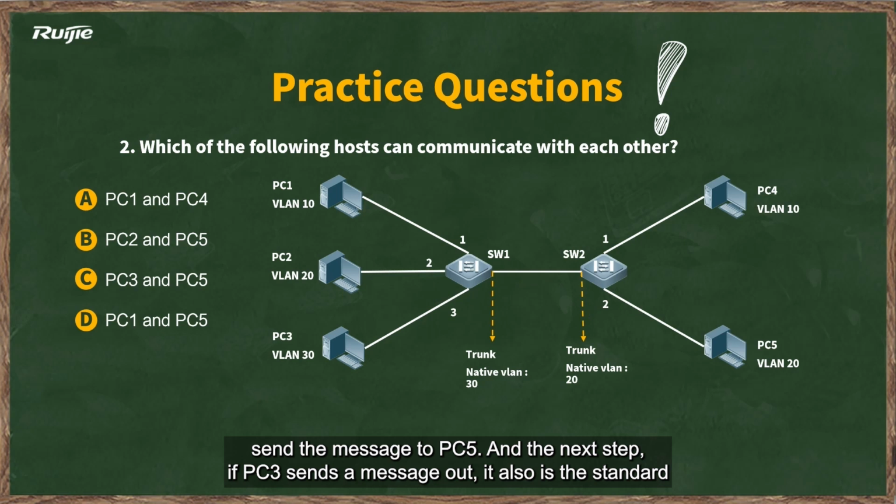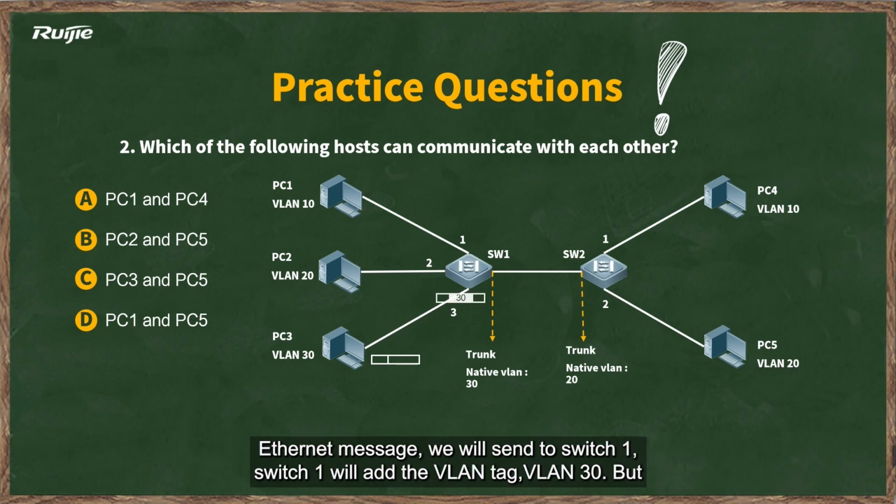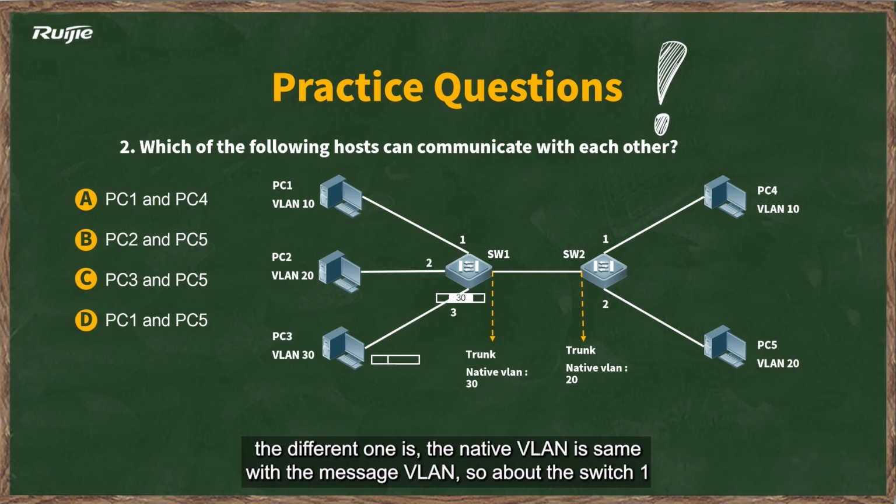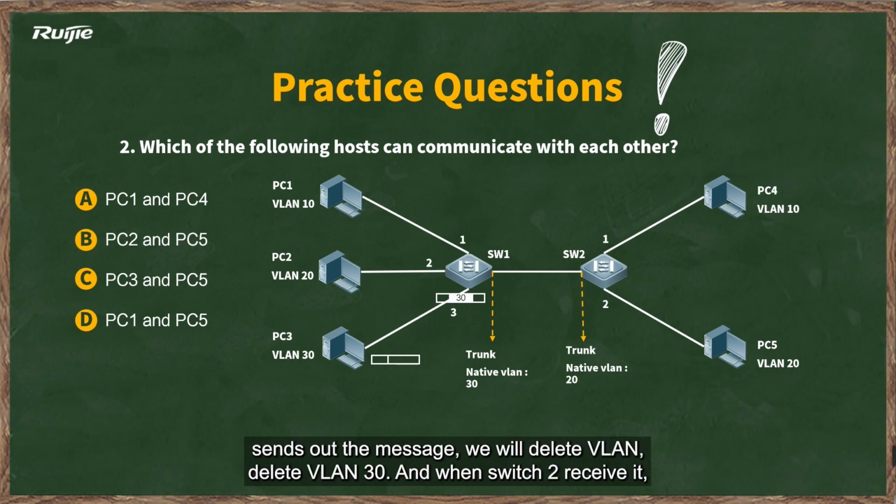Next, if PC3 sends the message out, it is also a standard Ethernet message. We send it to switch 1. Switch 1 will add VLAN tag 30. But pay attention to this step. This message can only be sent to switch 2, right? The difference is that the native VLAN is the same as the message VLAN. So on switch 1, when we send out the message, we will delete the VLAN 30 tag.